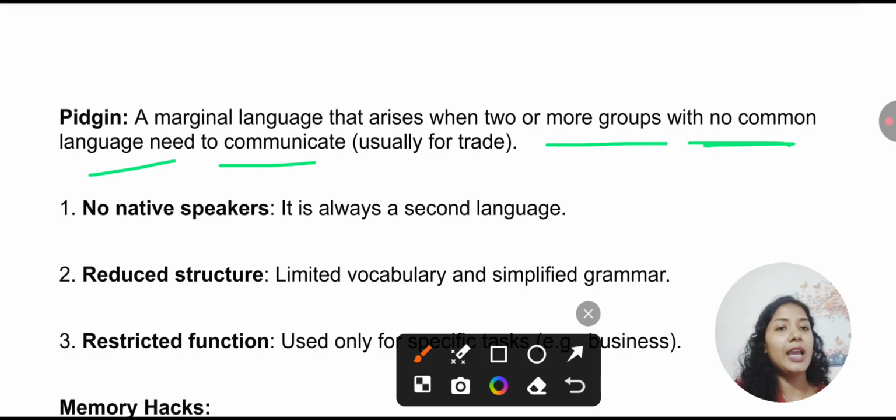For example, I am explaining to you only in English, but you are the listeners and many of you completely understand everything in Hindi. So what I am saying you are not able to understand, what I am explaining. So that will be different. There will be the pidgin. So two or more groups with no common language.